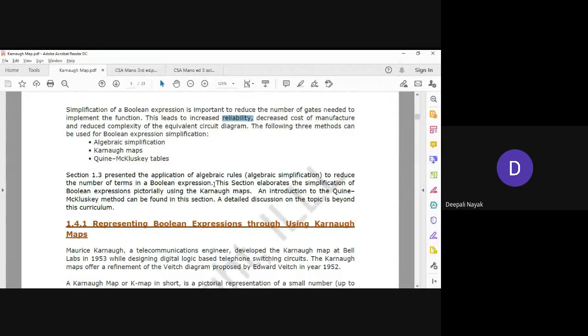An introduction to the Quine-McCluskey method can be found in this section. A detailed discussion on the topic is beyond this curriculum.